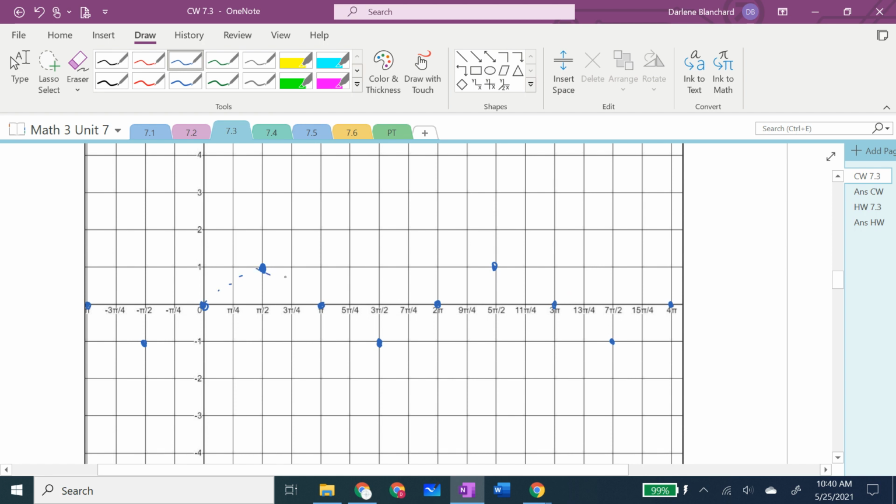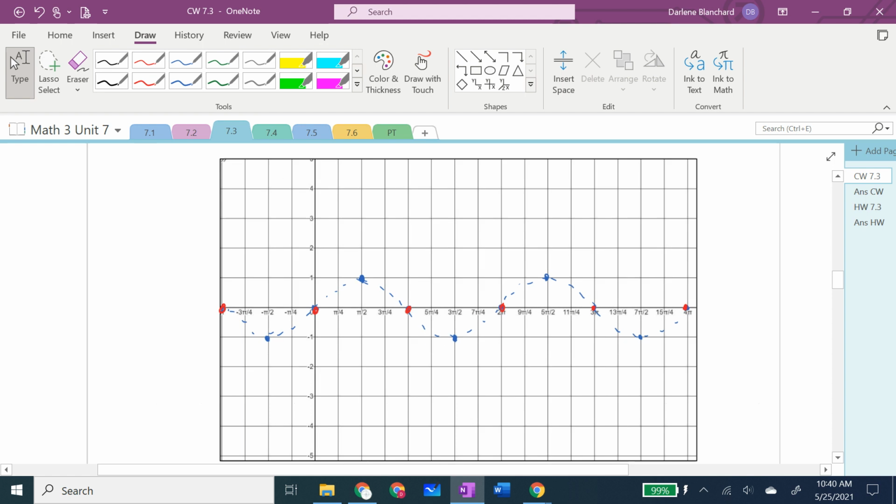And I'm going to dash draw. And once you get better at this, you may not even need to dash draw. The vertical asymptotes of my cosecant graph occur where sine crosses the x-axis, which is all of these points. So now I'm going to draw all these vertical asymptotes.